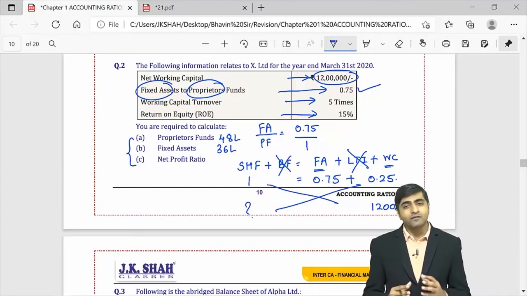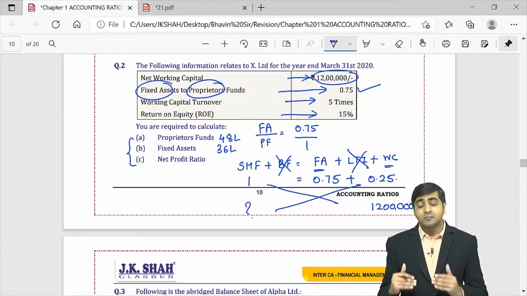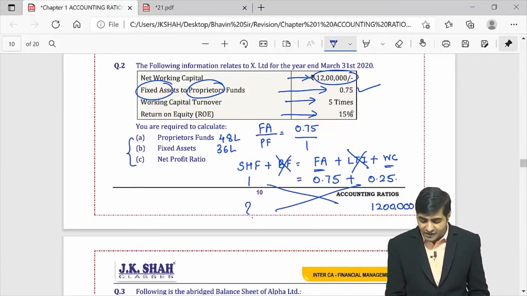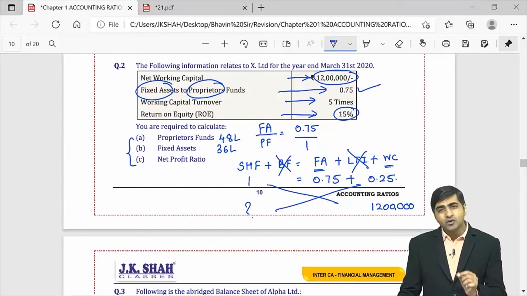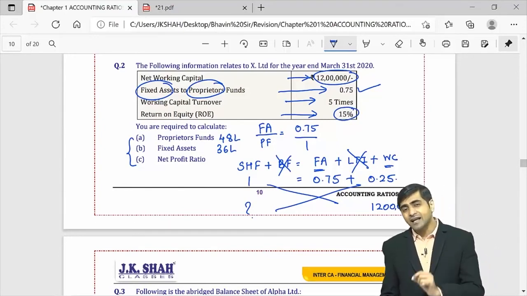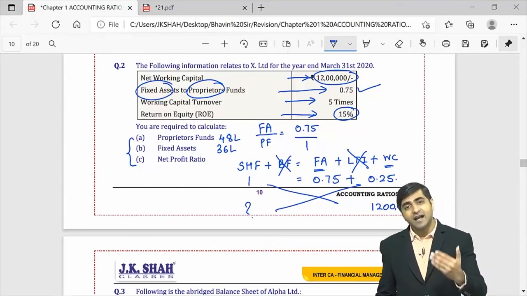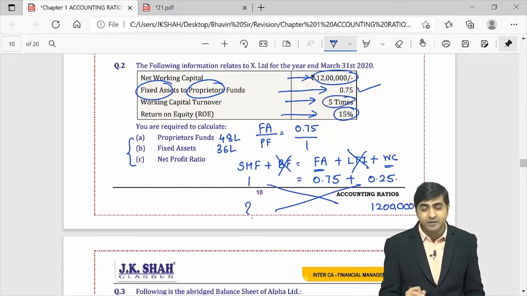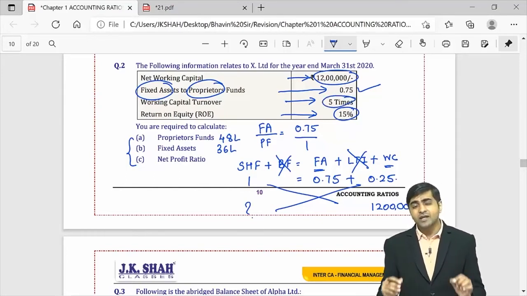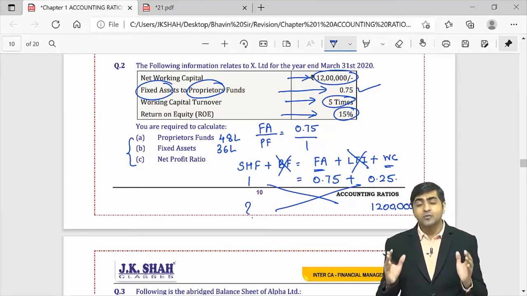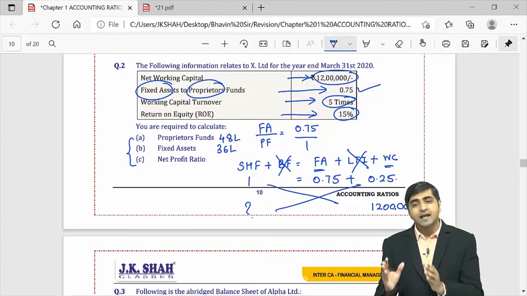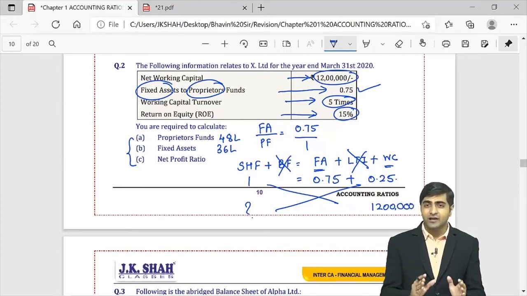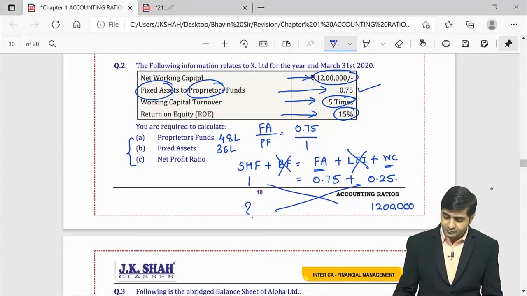Net profit ratio will always be NPAT upon sales, but here we don't have NPAT, but we definitely have ROE. So we can use ROE, and with its help we can calculate the net profits, and then divide that by sales. Sales you can get with the help of the working capital turnover ratio, because your working capital turnover ratio will be sales upon working capital. So with the help of this ratio, we can get the amount of sales, and we can use that sales for calculating your net profit ratio.